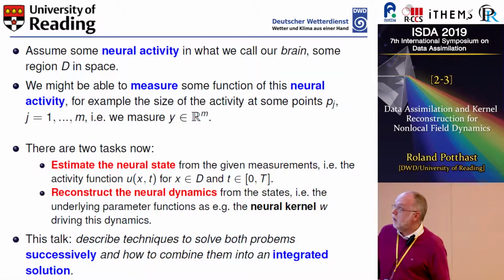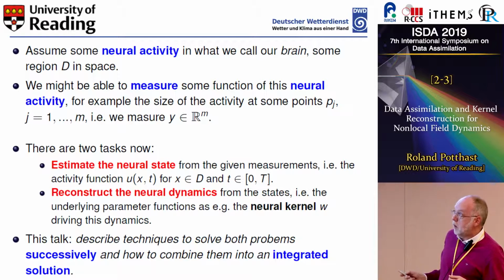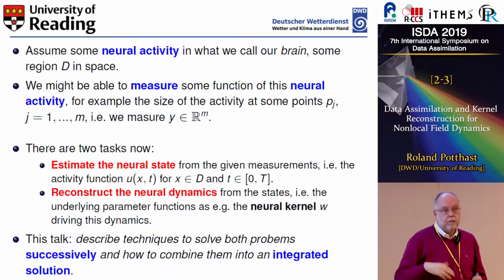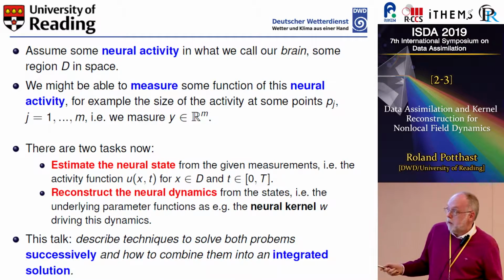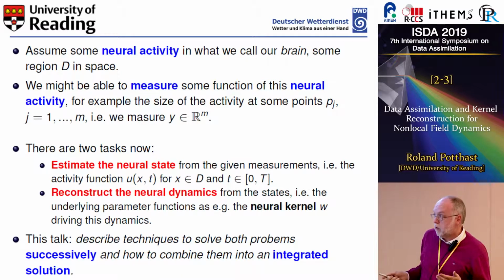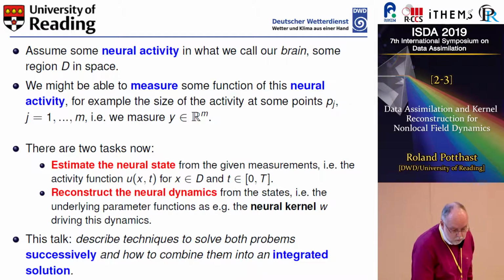So neural activity in some part of our brain, and then we measure some function of this neural activity either at some points, so P_j, j is 1 to M measurements here, or we put electrodes somewhere and we measure some integrated version of the neural activity. And there are basic tasks here: estimate the neural state given the measurements, and second, reconstruct the neural dynamics by reconstructing the neural kernel, and then how can you combine the two?